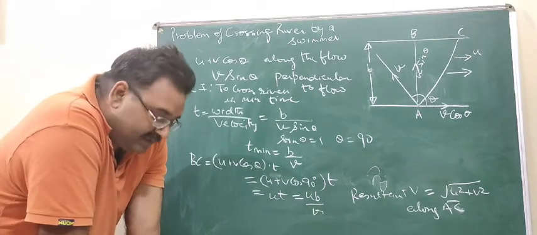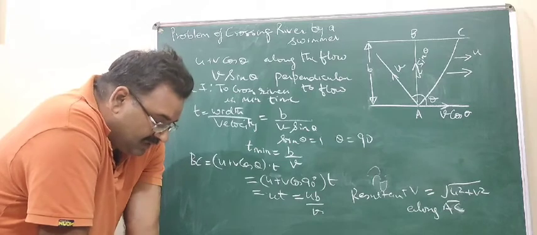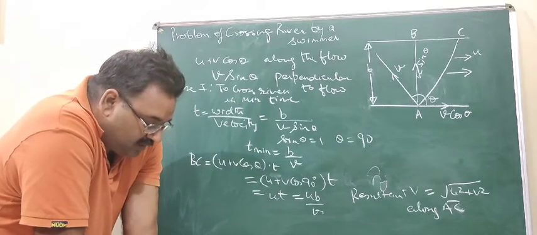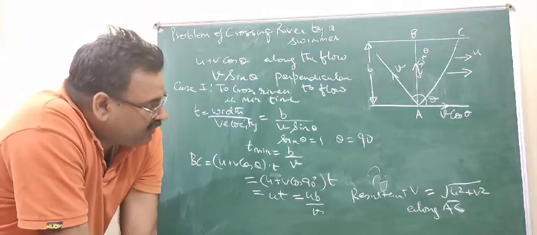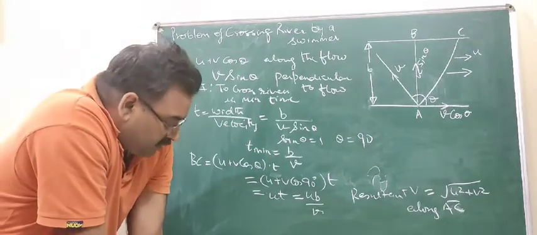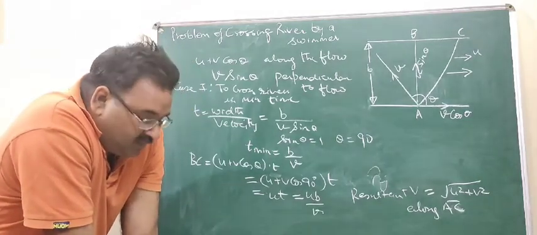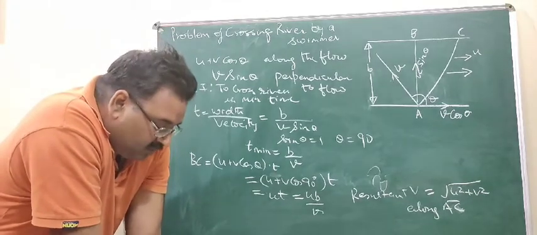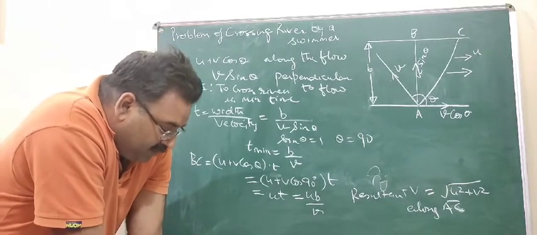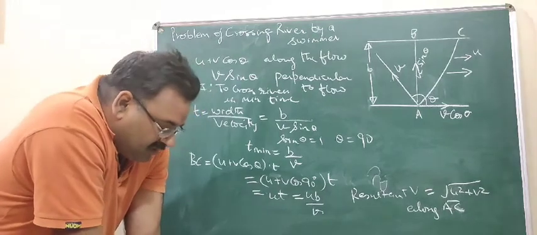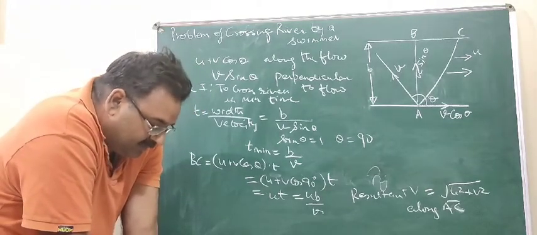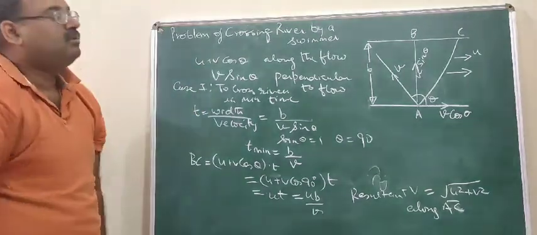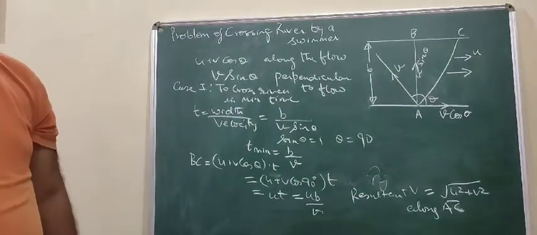The effective, that is the resultant velocities of the swimmer are u plus v cos theta along the flow. Flow की डायरेक्शन उसकी effective velocity क्या हो जाएगी u plus v cos theta, and perpendicular to the flow क्या हो जाएगी v sin theta. ठीक है, एक बार फिर से समझाता हूँ. यहाँ पर what is this? This is the river.